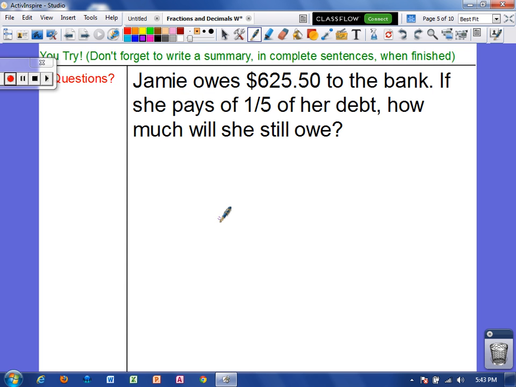Okay, now it's time for you to try. We have an example for you to work out. Make sure that you show all of your work and don't forget your summary at the end. We'll see you next class day.